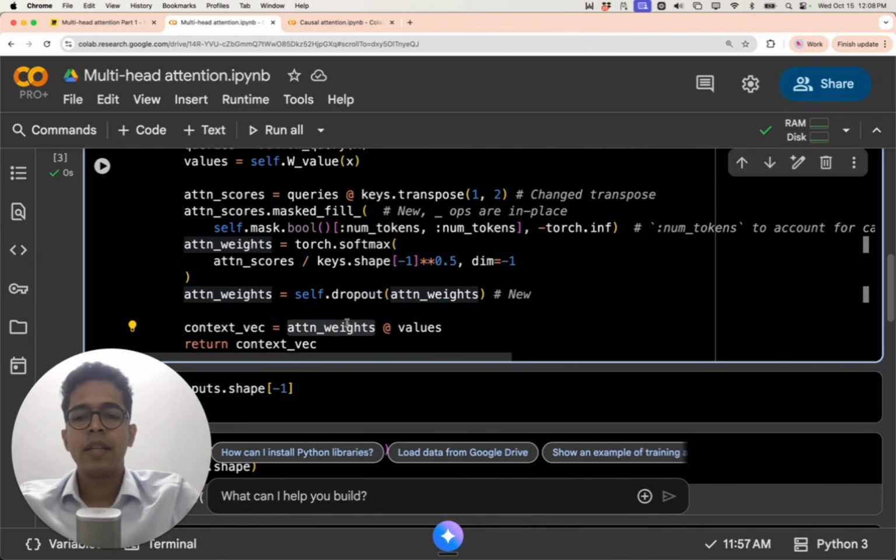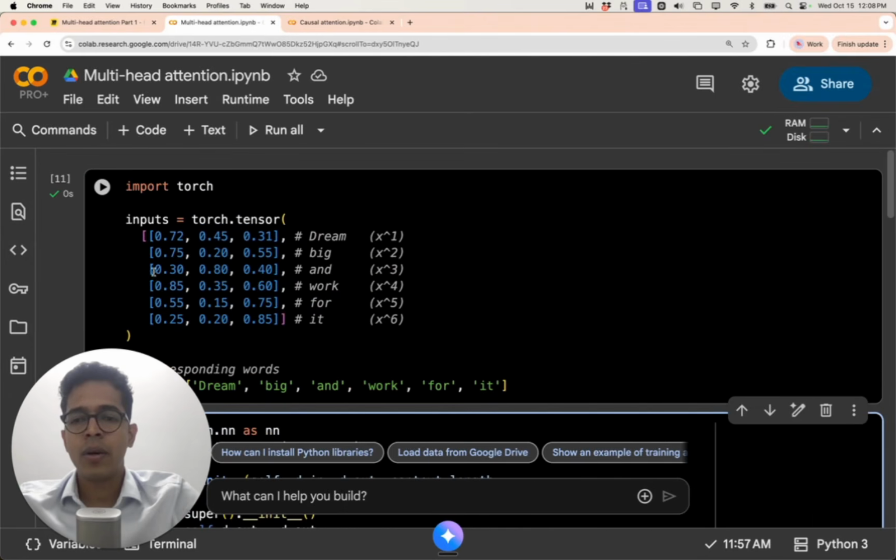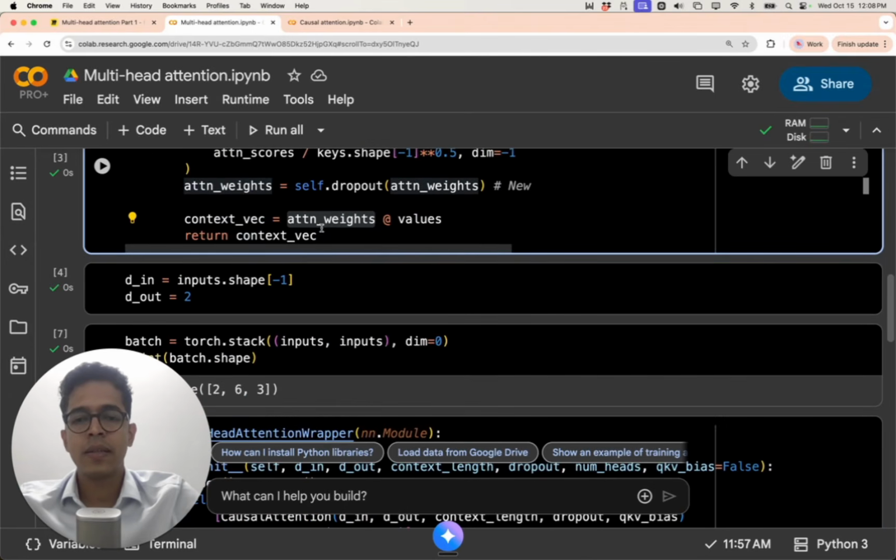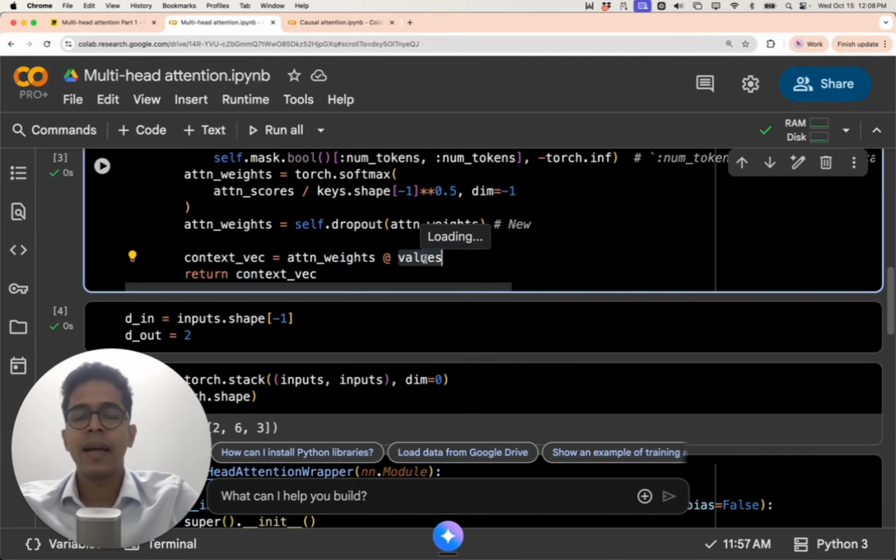So the attention weights in this case: how many tokens do you have? 6 tokens. So the attention weights should be 6 by 6. Values will be 6 by 2, because you have 6 tokens and 2 as the dimensionality. And then you will have the final context vector. So this is how we perform the calculation.